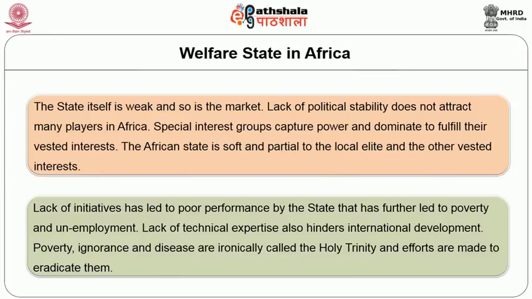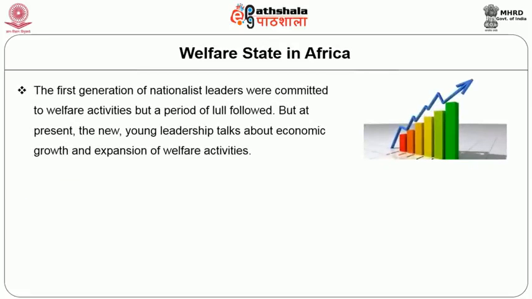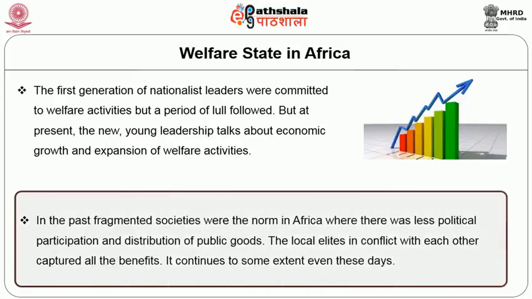Poverty, ignorance, and disease are ironically called the Holy Trinity, and efforts are made to eradicate them. The first generation of nationalist leaders were committed to welfare activities, but a period of lull followed. But at present, the young leadership talks about economic growth and expansion of welfare activities. In the past, fragmented societies were the norm in Africa, where there is less political participation and distribution of public goods. The local elites, in conflict with each other, captured all the benefits. It continues to some extent even these days.